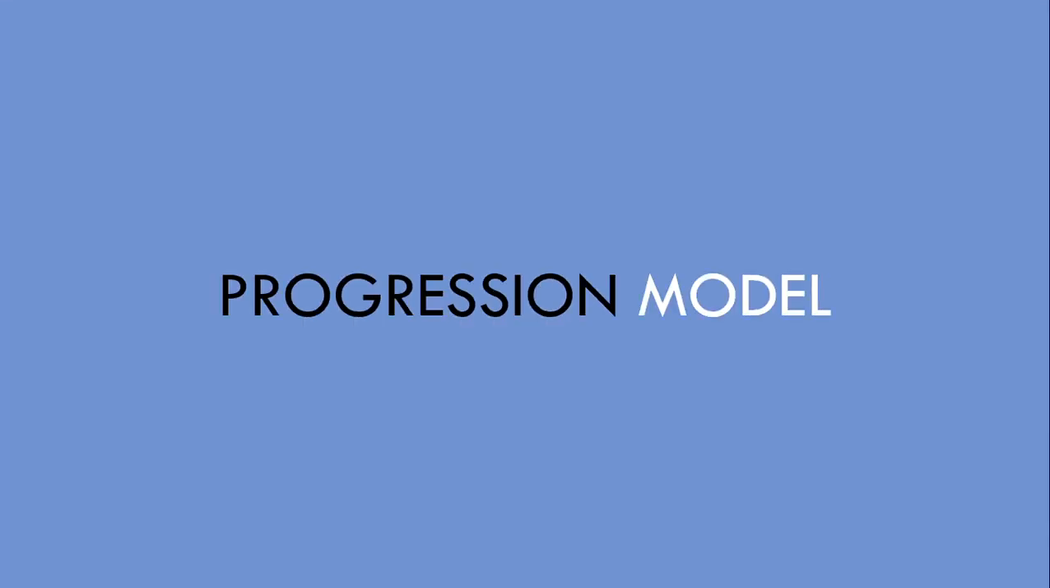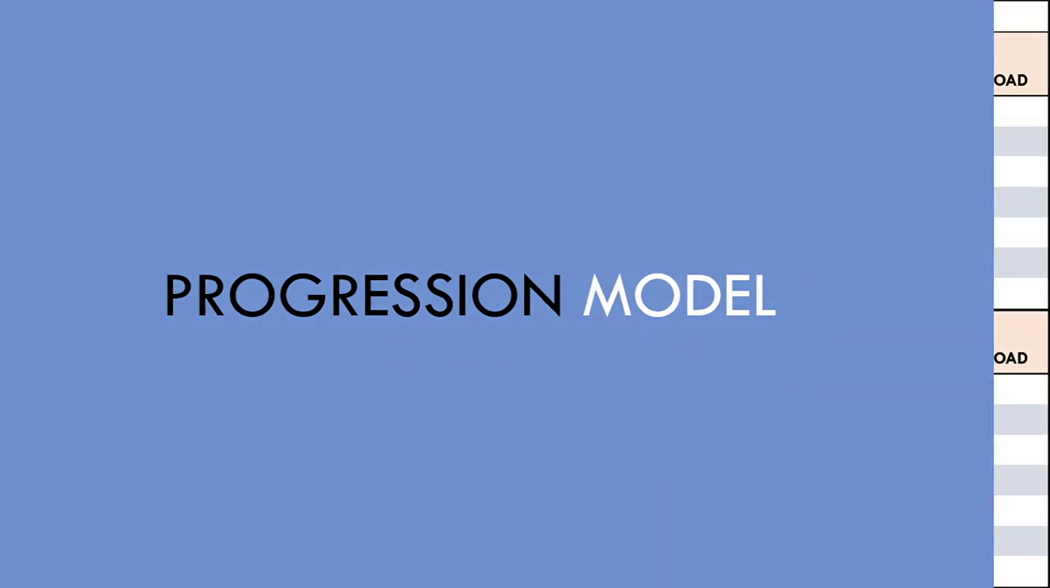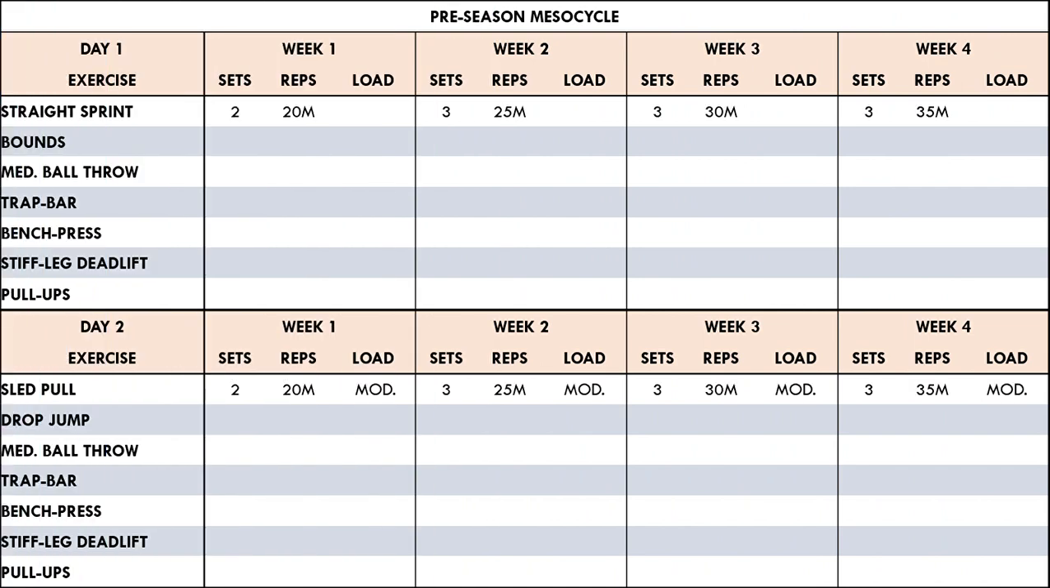Since the players are getting close to their season, it is now the time to start getting into good physical condition. So we are going to employ an intensification model of progression for this mesocycle, meaning that the emphasis will be on increasing intensity over the weeks rather than volume. So we can see here that for the linear speed exercises, the distance increases each week, while the number of sets remains the same, except for week 1 because it is the deload week.